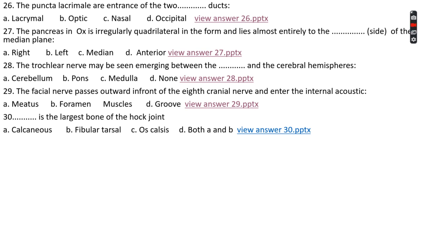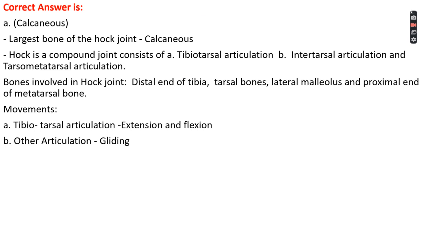Question number 30. Dash is the largest bone of the hock joint. Option A calcaneus, option B fibular, option C os calcis, option D both A and B. The right answer is option A, that is calcaneus. Largest bone of the hock joint, that is calcaneus bone.